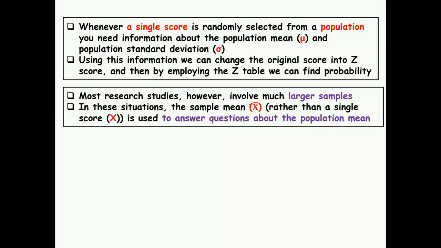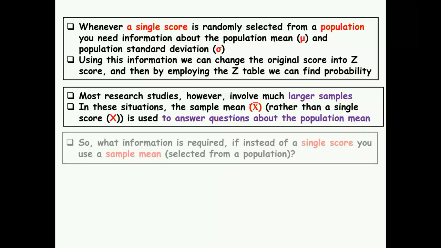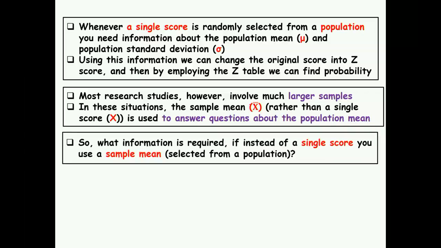You never find in any study that you ask only one student. You have to take a sample. In that case, we are no longer using X. We have to use X bar because we are talking about the sample. Now the question is, what information is required if instead of a single score, you are using a sample mean? For a single score, you ask the distribution of the population mean and population standard deviation.